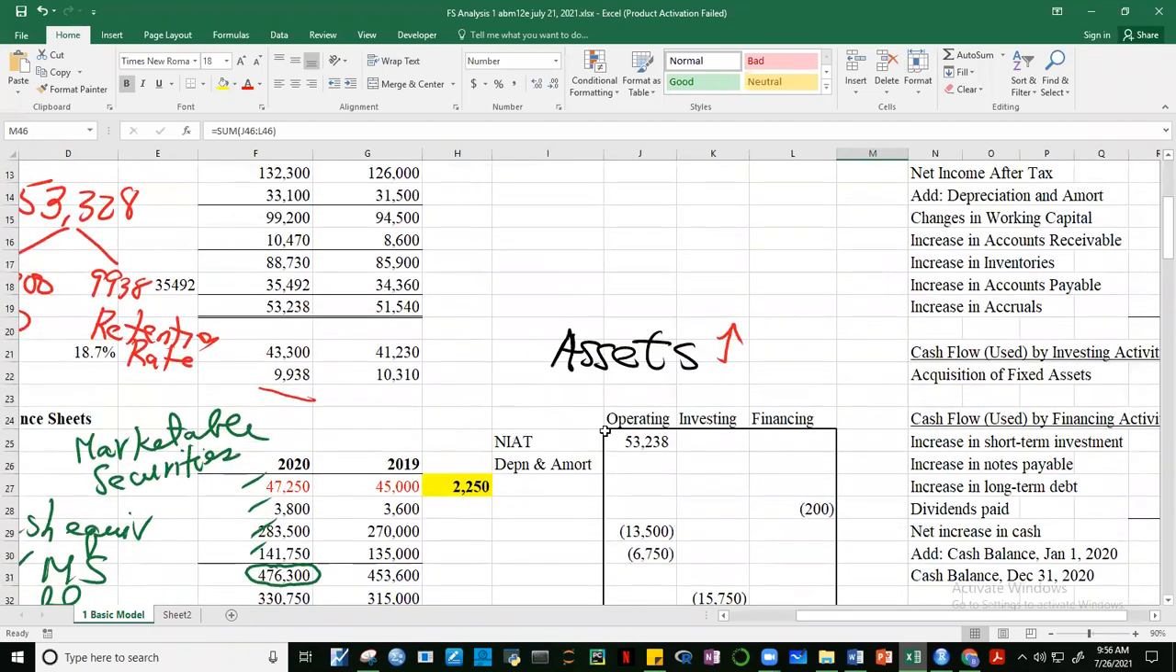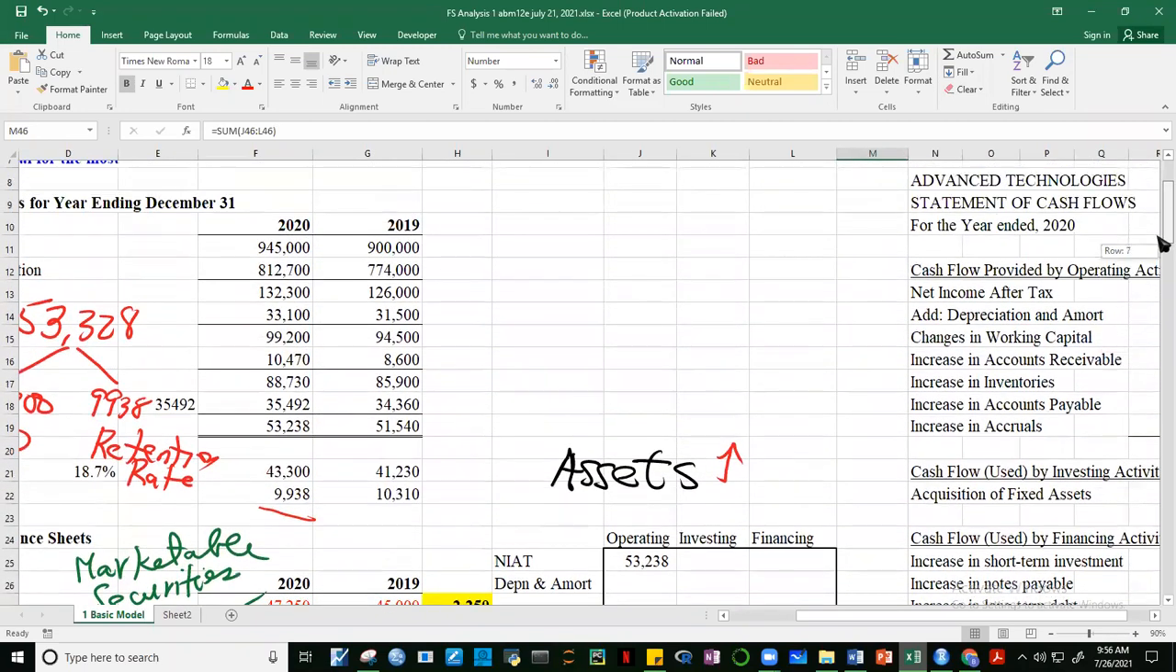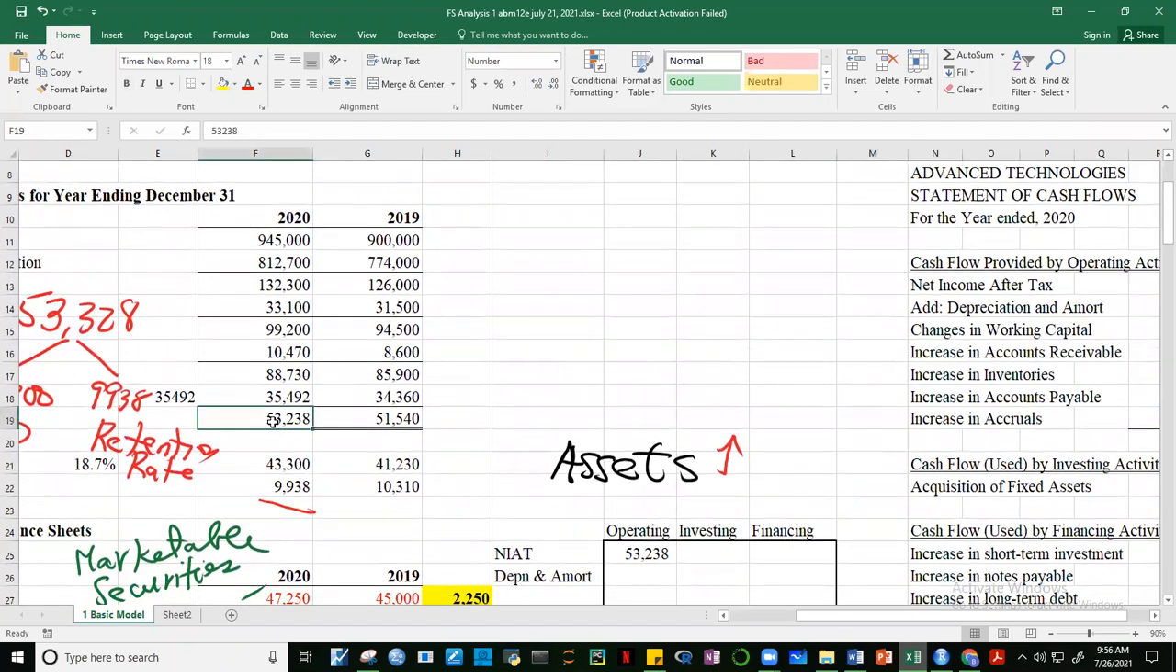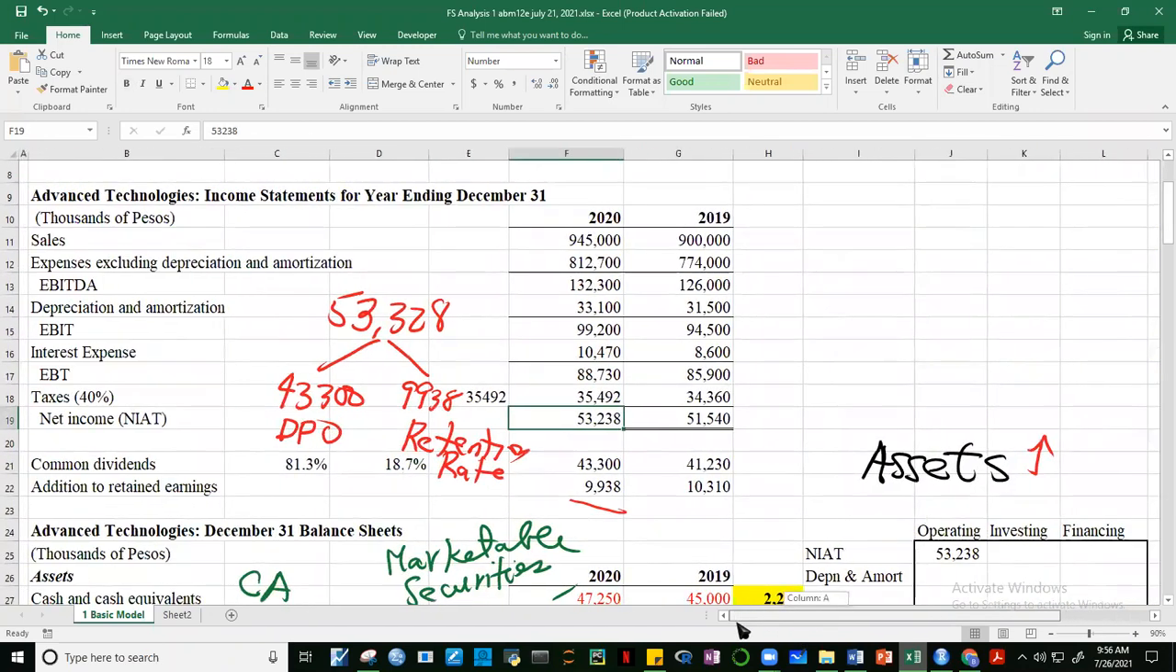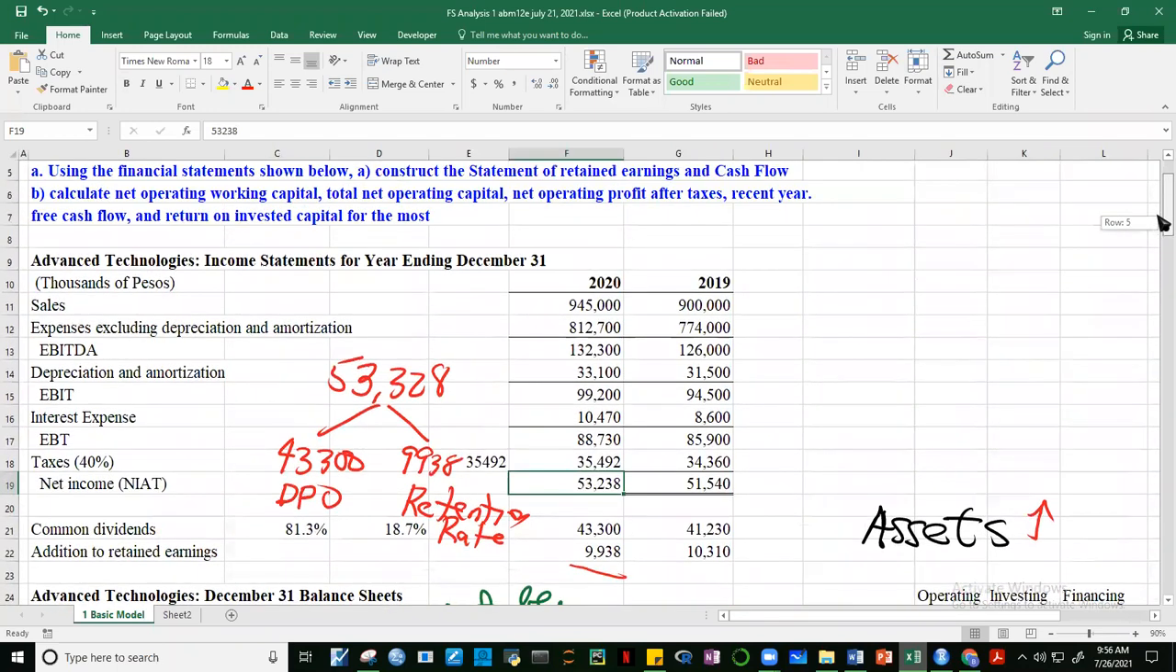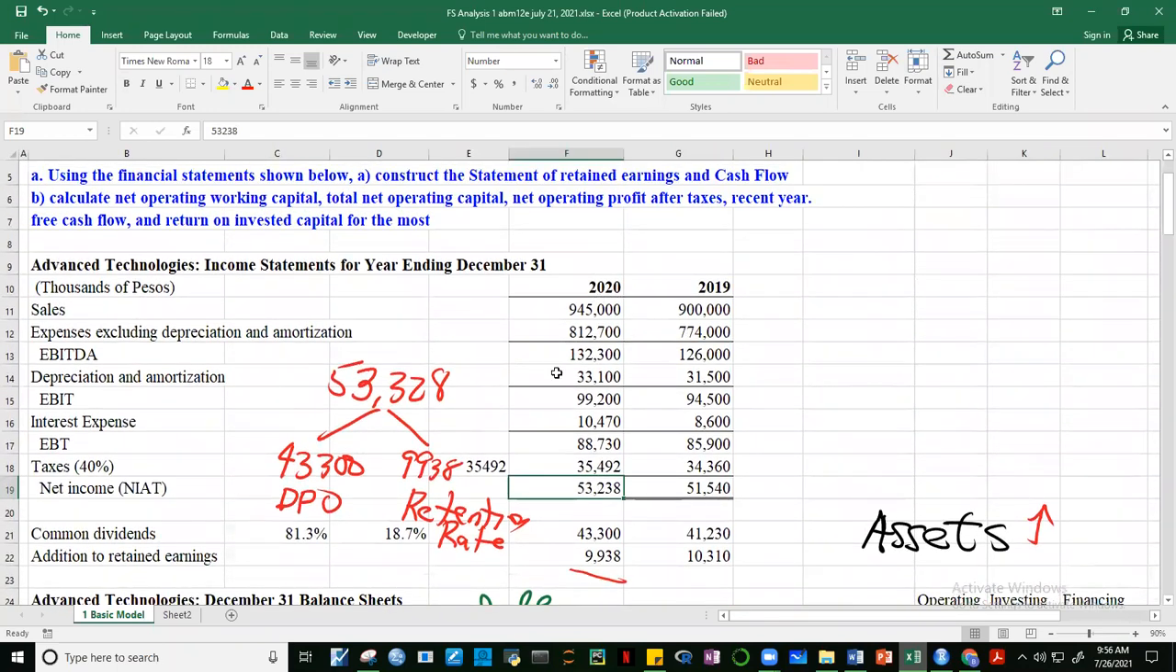Nagsimula tayo sa net income after tax, no? Magkano net income after tax? 53,238. Okay, question guys. We have to look at the income statement, no? May mga items ba dito na binawas natin na hindi siya cash? Are there items here in the income statement that we either added or subtracted which are non-cash? Kasi kung hindi cash yan, dapat i-adjust natin to net income after tax. Anyone?